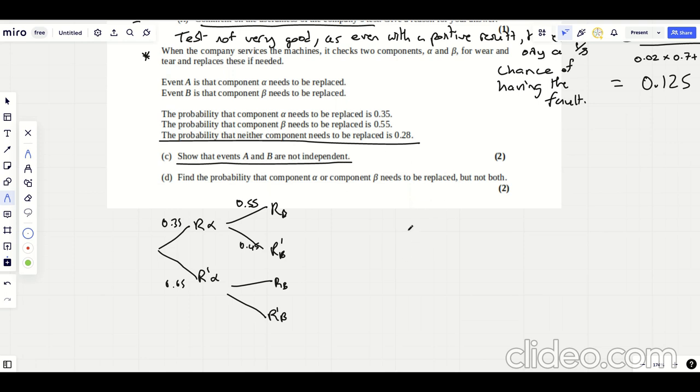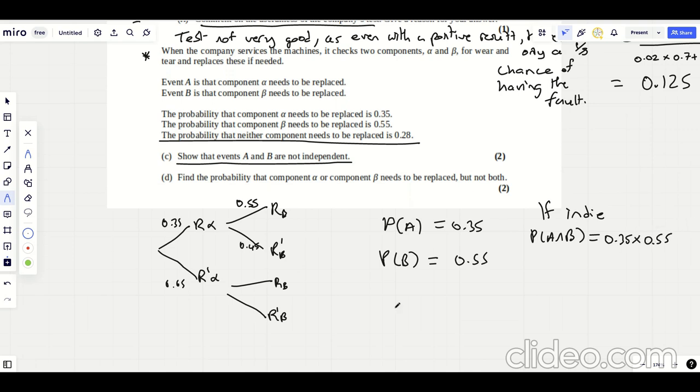Well, if we're trying to show something's not independent, we need the independence test. So event A is alpha needs to be replaced and event B is beta needs to be replaced. So what we're going to do is work out, we know the probability of A because look at this, 0.35. We know the probability of B, they've told us that, 0.55. Now, if they're independent, then the probability of A and B should equal 0.35 times 0.55. Yeah, but let's try and draw a Venn diagram. They're often really useful in these situations.